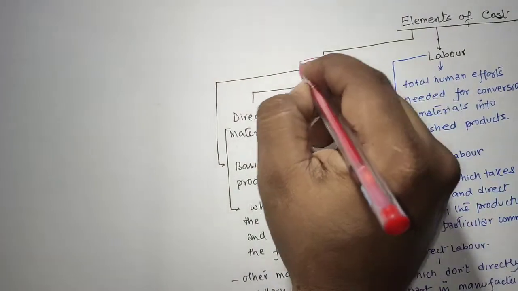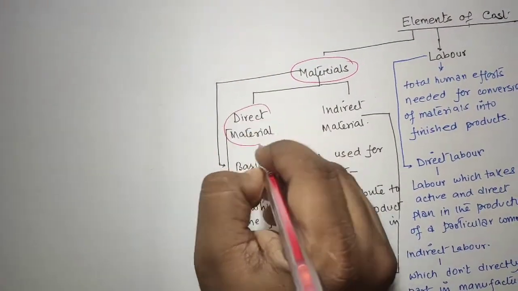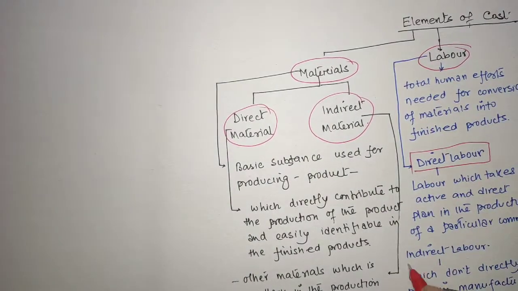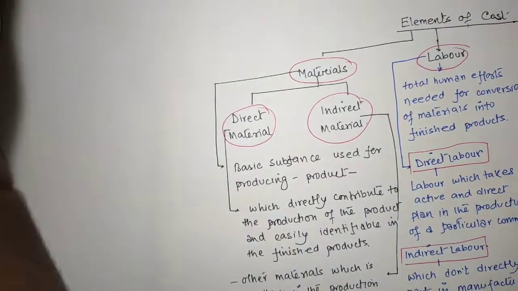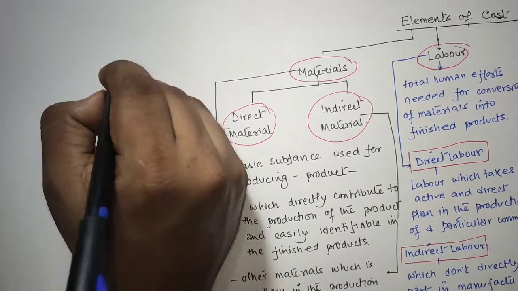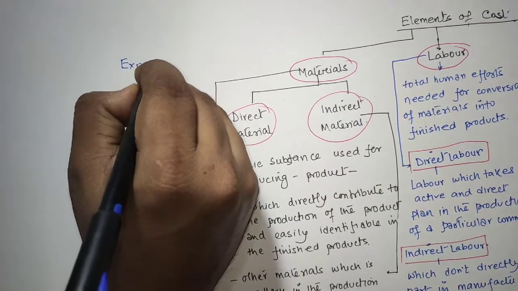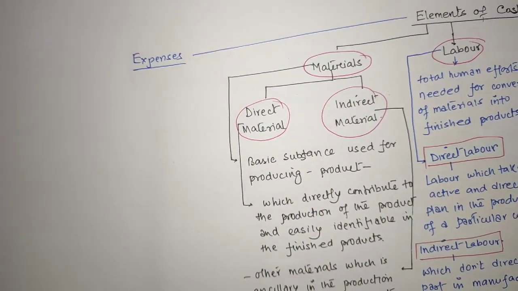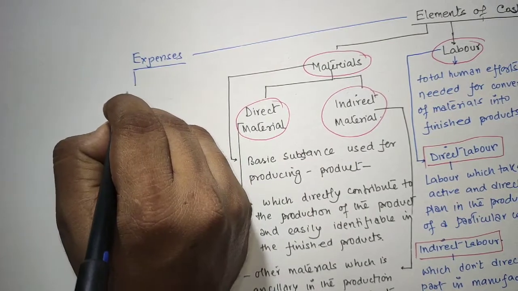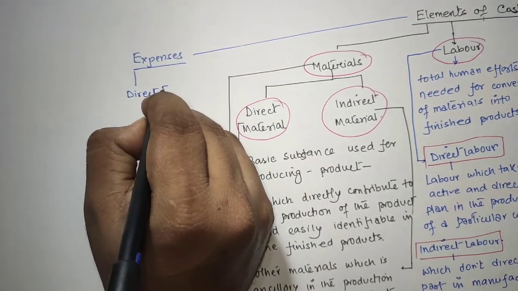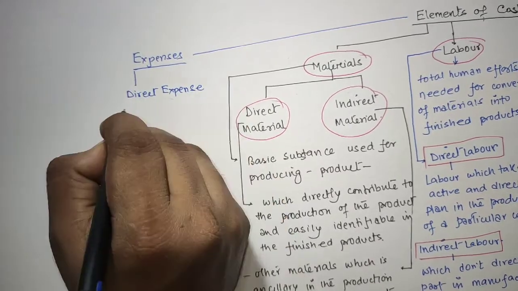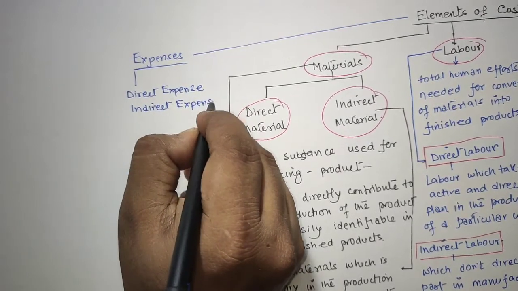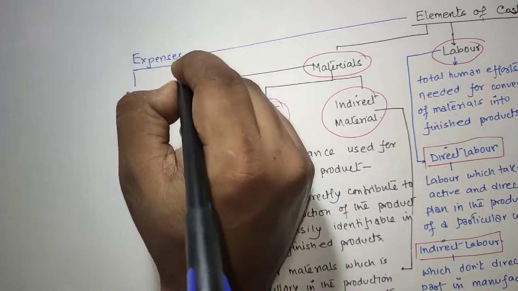Till now we have discussed material. Under material we got direct material and indirect material, then we got labor, under labor we got direct labor and indirect labor. Now we are going to discuss another part that is known as expenses. Expenses are divided into two parts. First of all, direct expense and indirect expense.